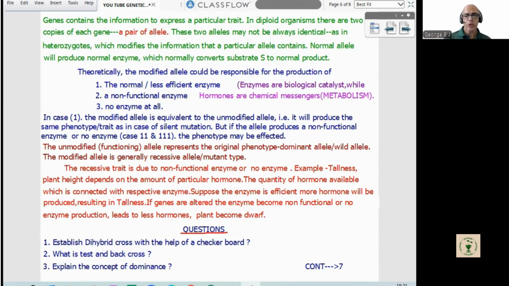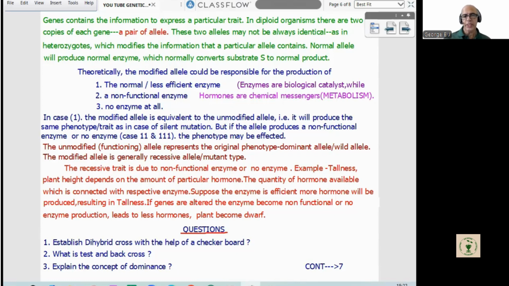We can take a typical example as tallness, a dominant feature. Plant height depends on the amount of a particular hormone. Hormone means a metabolic regulating chemical. The quantity of hormone available is connected with the respective enzyme. That is why I told you these two are linked. Suppose the enzyme is efficient, more hormones will be produced, resulting in a dominant feature like tallness. If genes are altered, the enzyme becomes non-functional, or there is even no enzyme production, leading to less hormone and the plant becomes dwarf. This is how it originally works biochemically.